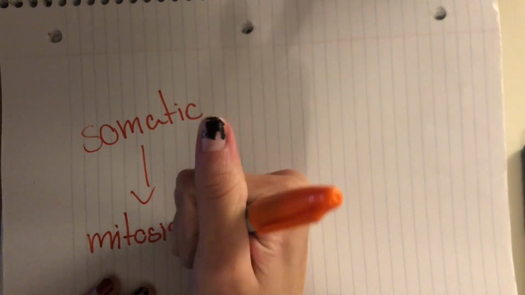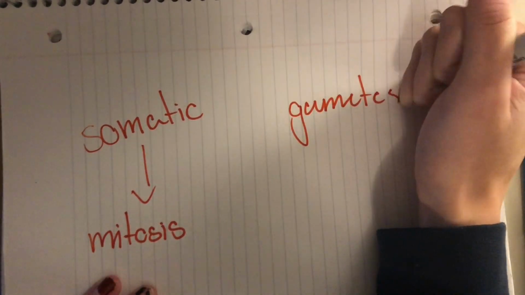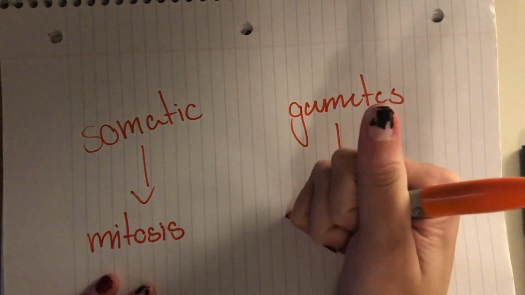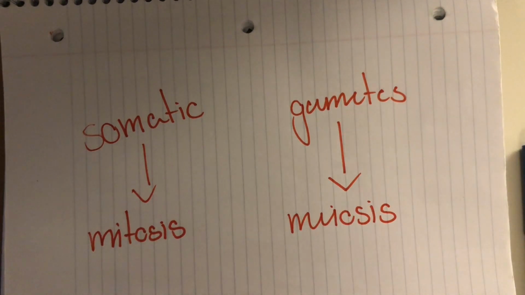Now, again, earlier we discussed that we have two different types of cells: somatic, which divide through mitosis, and gametes, which divide through a process called meiosis. So let's take a look at meiosis.